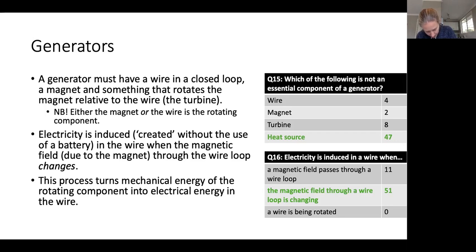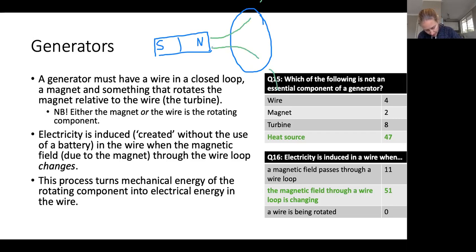If I have a wire loop here, and I have a magnet over here with a north and a south pole, then we've got the magnetic field coming out. So, magnetic field lines coming out. Some of those magnetic field lines go through that wire loop.